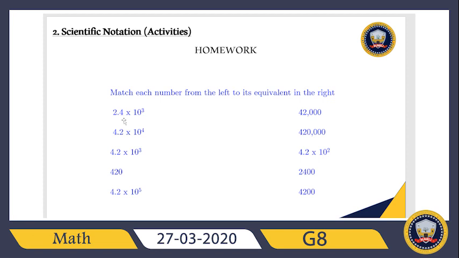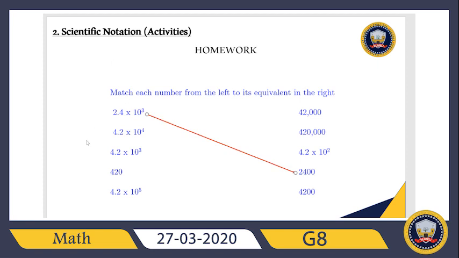So if I want to write it in standard notation, I need to reduce the power of 3 to 0. How can I reduce it by 3? It is by moving my decimal point 3 places to the right. So I will add 2 zeros here. So it will be 2400. So the answer is 2400.